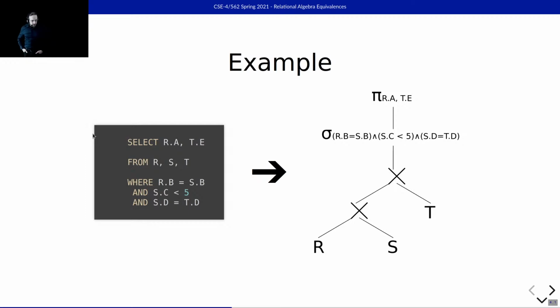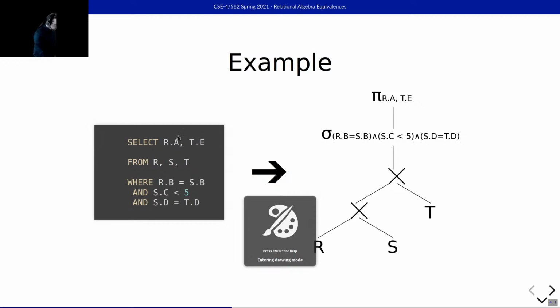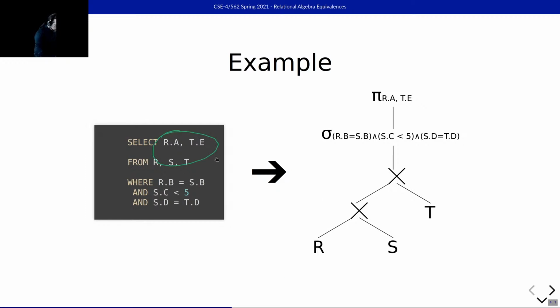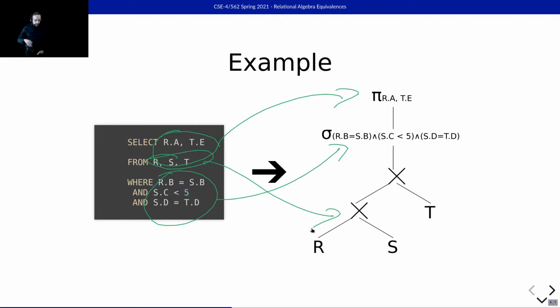And so essentially what's going to happen here is we're going to take the targets. They're all going to go into this final projection. We're going to take the where clause. That's going to become a selection that's sitting under the projection. And then we're going to take the tables and compute a multi-way cross product of those tables. And because cross product is associative and commutative, the specific order doesn't actually matter.